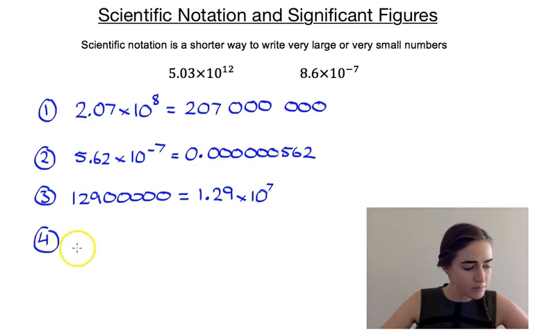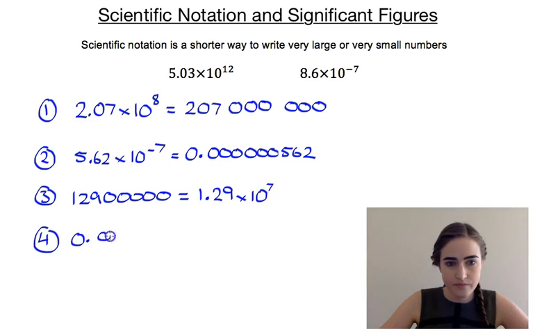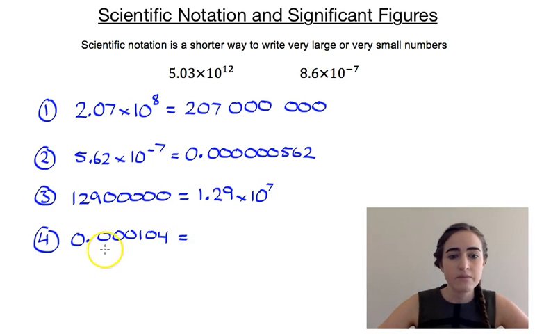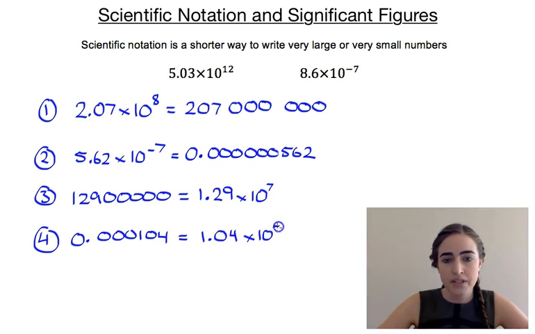All right, one last example. Okay, same thing, we want one non-zero number in front of the decimal point. So we want that to be 1.04 times 10 to the power of, and we know that power is going to be negative because it's a small number. We've got to figure out how many places we moved it. So it was 1, 2, 3, 4. So 10 to the power of minus 4. Okay, so that's a few examples of scientific notation.